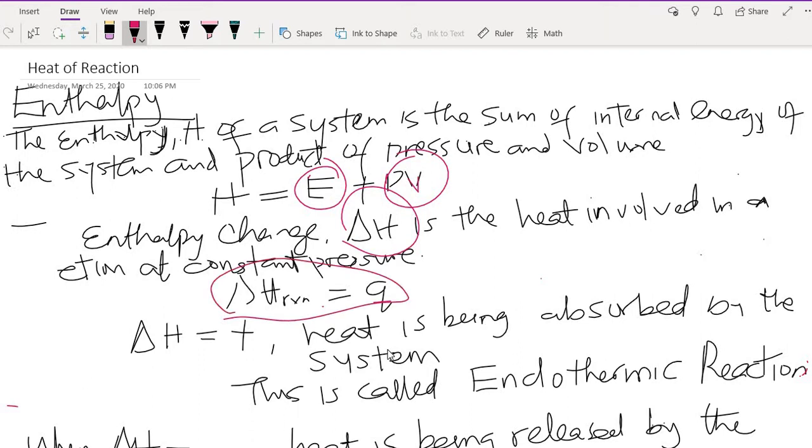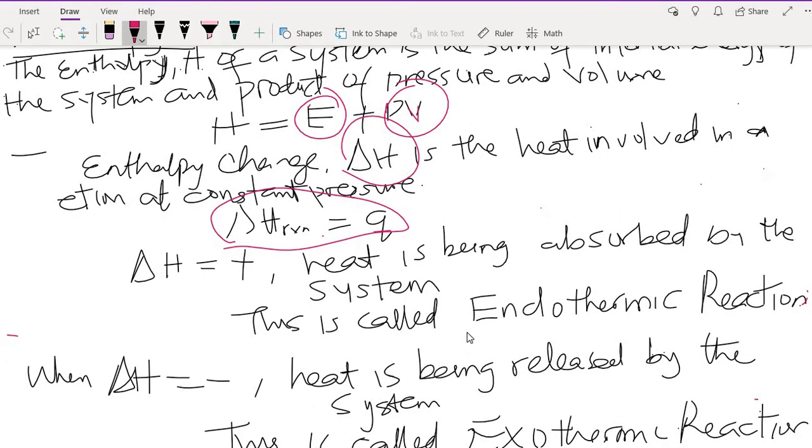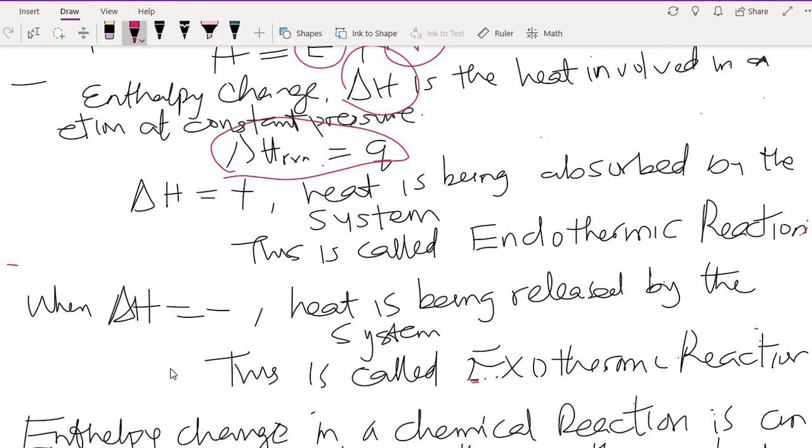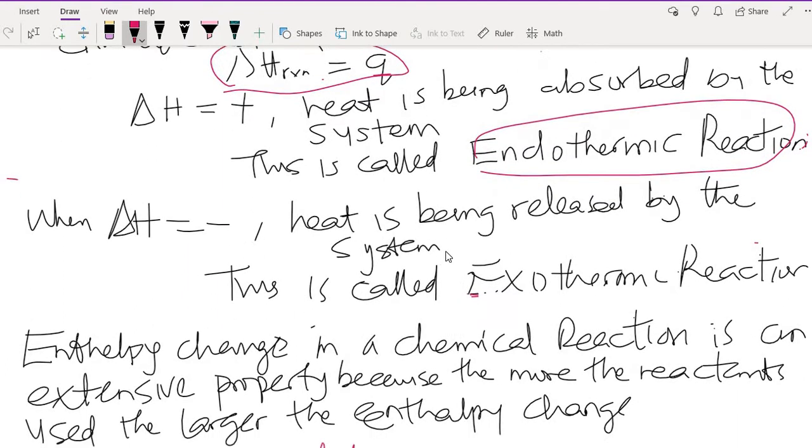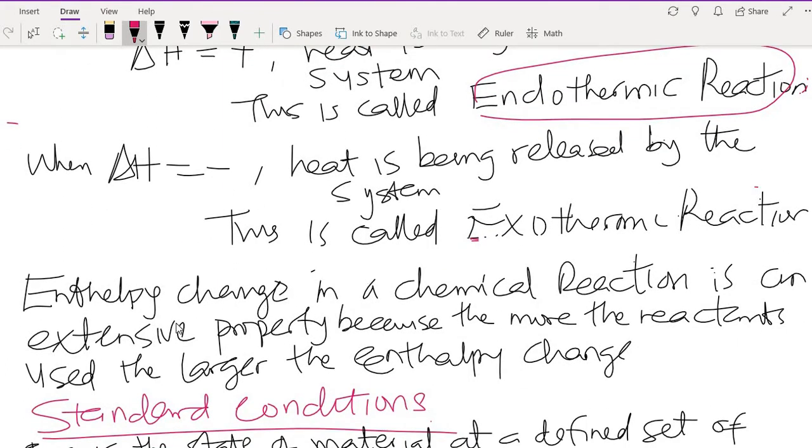Delta H is positive when heat is being absorbed by the system. This process is called an endothermic reaction. When delta H is negative, heat is being released by the system. This process is called an exothermic reaction.